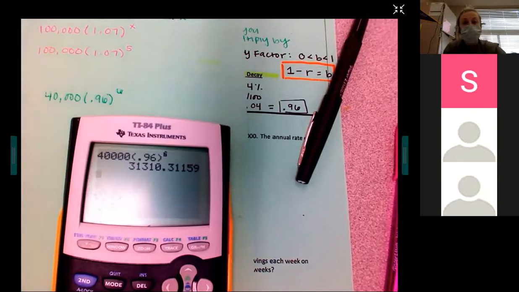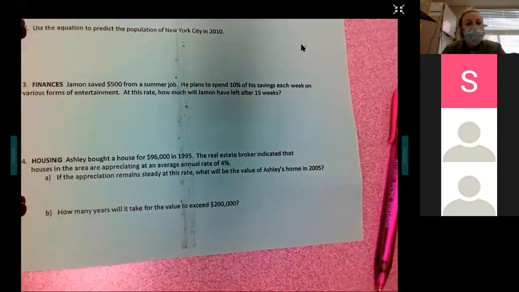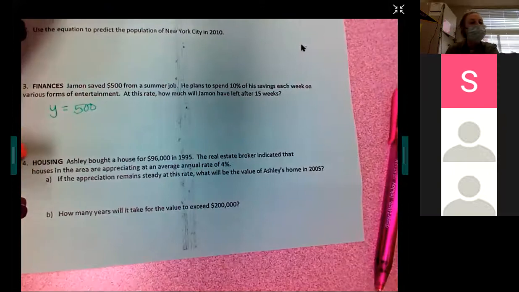All right, so any questions before I go on to the word problems on finding the factors if I give you the percentage? All right, y'all, so let's look. We're going to skip number 1. We'll do that tomorrow. Let's look at number 3. So Jamon saved $500 from a summer job. Stop. What is Jamon's initial amount of money? $500. So just to review, the initial goes out front. Everybody should put Y equals 500.